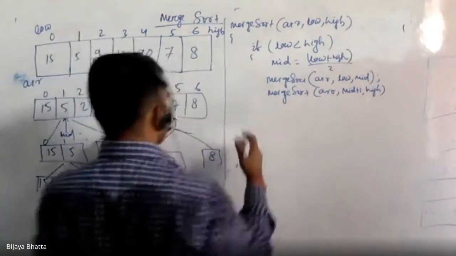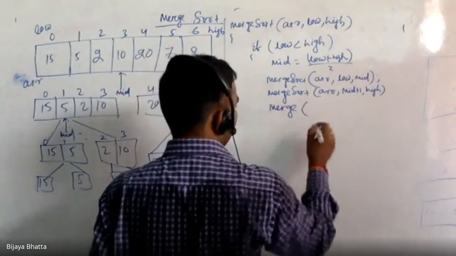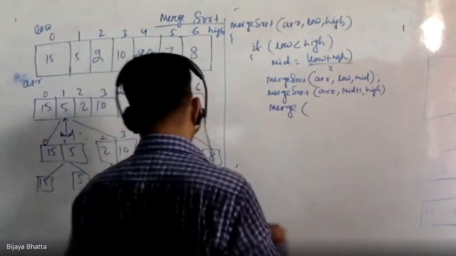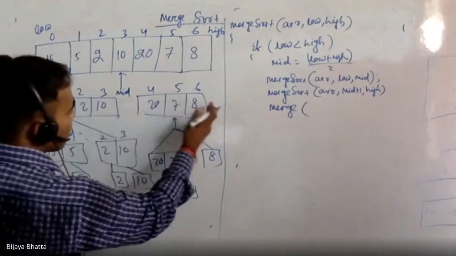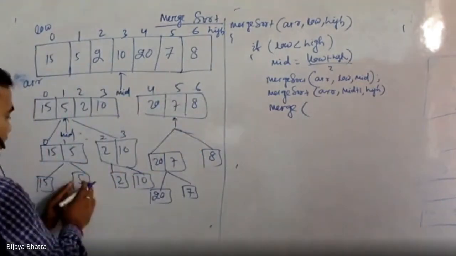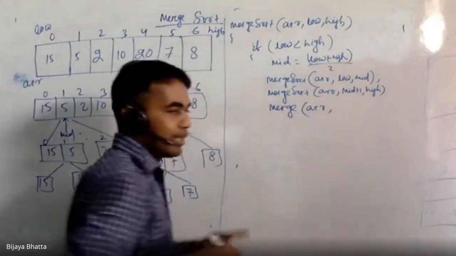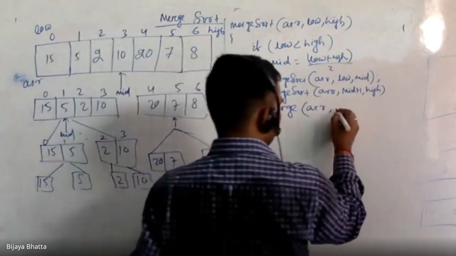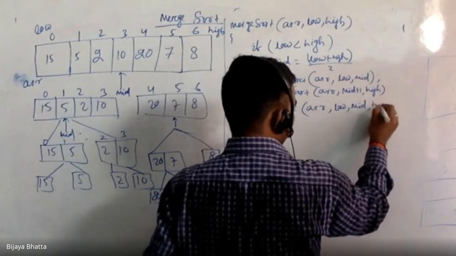Once the division is completed, you will call one more function, which is merge. We have not discussed what merge is, but basically it will merge arrays. Which arrays will it merge? It will contain left to mid and mid plus 1 to high, so this array and this array. How will it merge? It will take three more parameters: one is low, one is mid, and one is high.